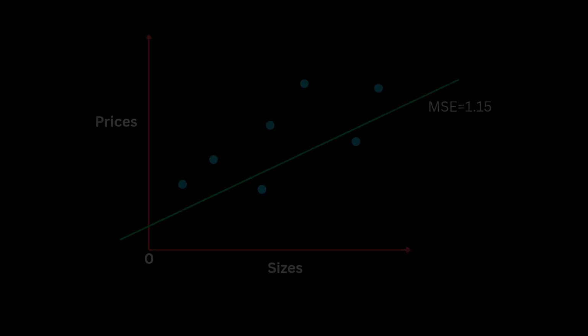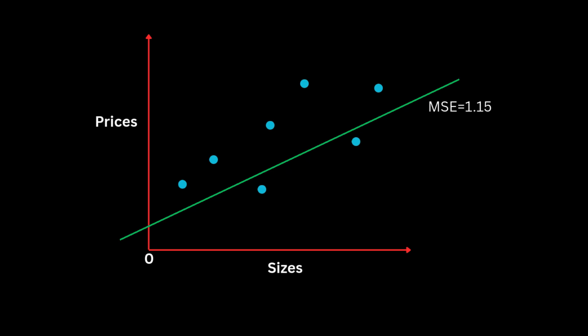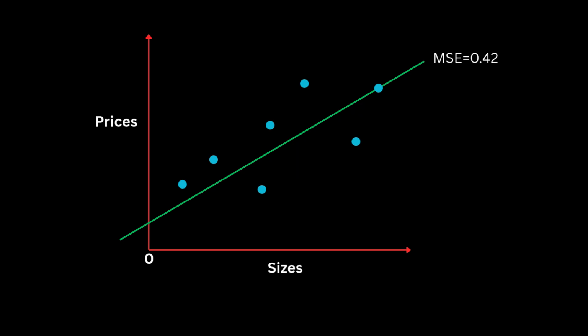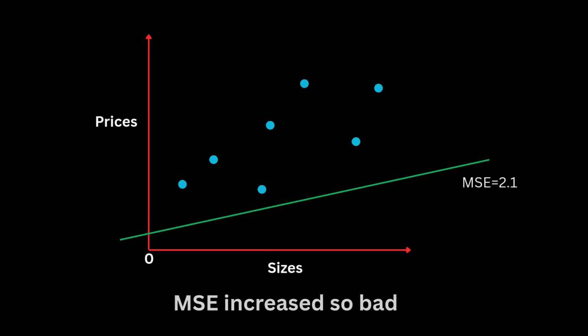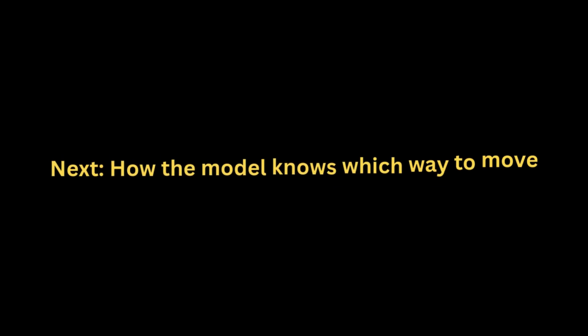Instead of jumping randomly, we improve the line step by step. We start with a guess. Then we slightly adjust the line. If MSE goes down, good. If MSE goes up, bad. This is what learning means in machine learning. Not magic, not guessing, just repeatedly changing M and B to reduce MSE.